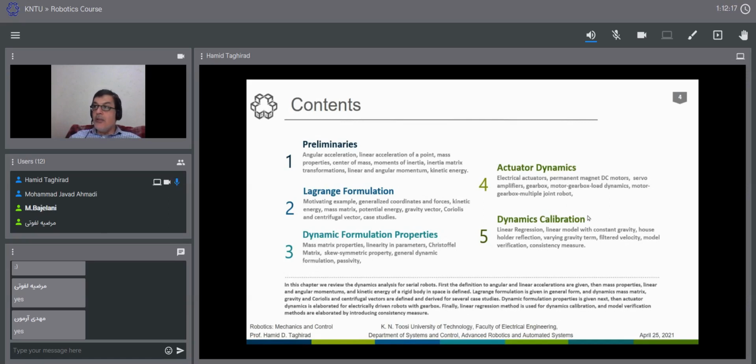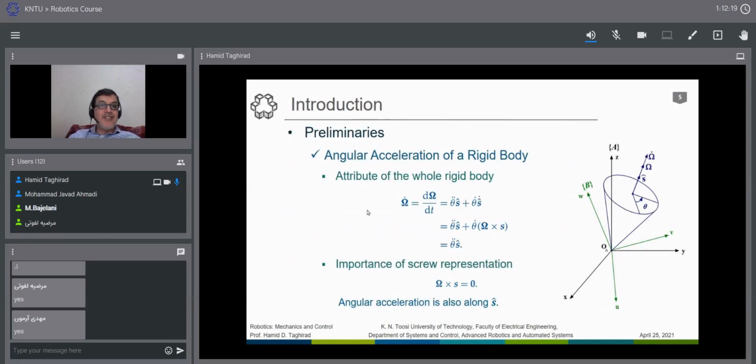Now, to start with, we go back to the screw, and it is amazing to see that, as we saw, omega, the angular velocity, was along the screw. It is amazing to see that the angular acceleration of a rigid body is also along the screw. Why use Euler angles if the screw is so effective here? And why this is the case, we can prove by the golden rule.